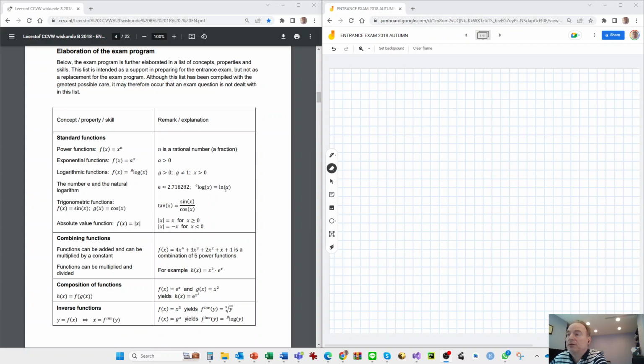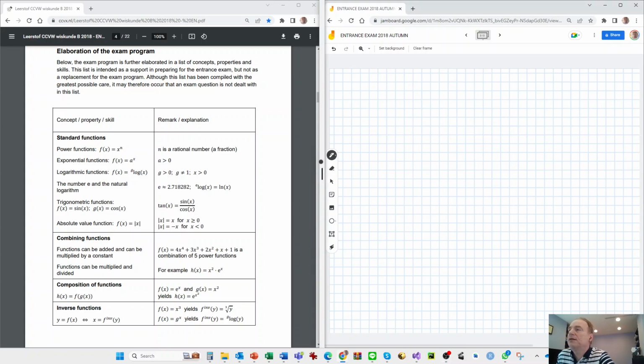Then the natural logarithm, and then the set of trigonometric functions, your sines and cosines, and the absolute value function defined here. This absolute value function can look simple, but it can be a little bit tricky.